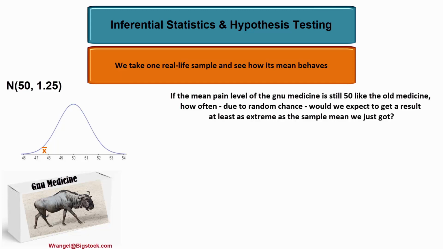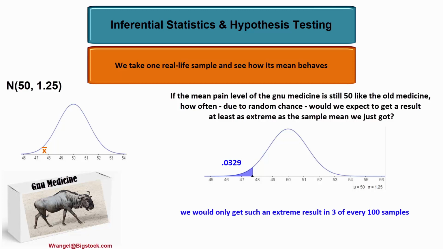If the mean pain level of the new medicine is still 50 like the old medicine, how often due to random chance would we expect to get a result at least as extreme as the sample mean we just got? 47.7 would only be reached by 3%, 0.03 of samples. This means we would only get such an extreme result in 3 of every 100 samples. It's unusually low, and we will conclude with confidence that the new medicine is better. Now, we're not certain, but the odds are in our favor.